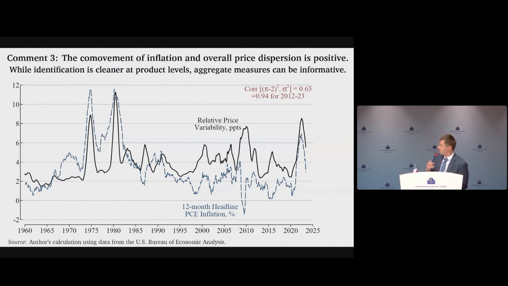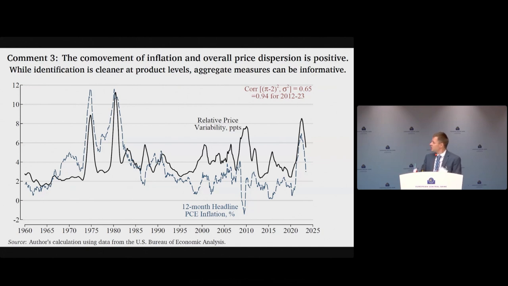So this chart plots two series. One is 12 months headline PCE inflation, and the other is the relative price variability, which is the standard deviation of sectoral inflation rates. And it measures the correlation between the deviation of inflation from trend, although I was lazy and assumed a 2% trend, which is clearly not the case in the 70s and 80s, but it applies now, and the price dispersion. And the correlation in aggregate data is fairly strong, so there's some reason to look at the aggregate data as well. And if we fix the sample to start from 2012, when the target was announced, so we can be confident that the trend was 2%, the correlation is 0.94.